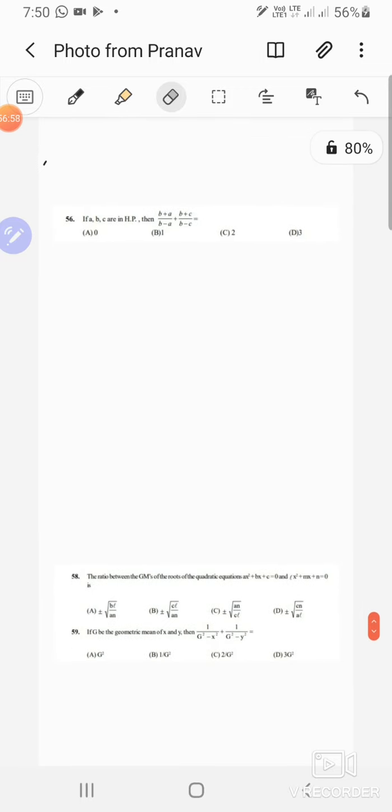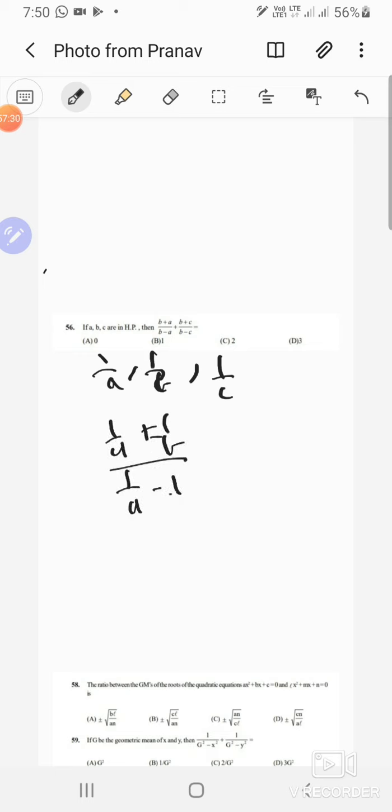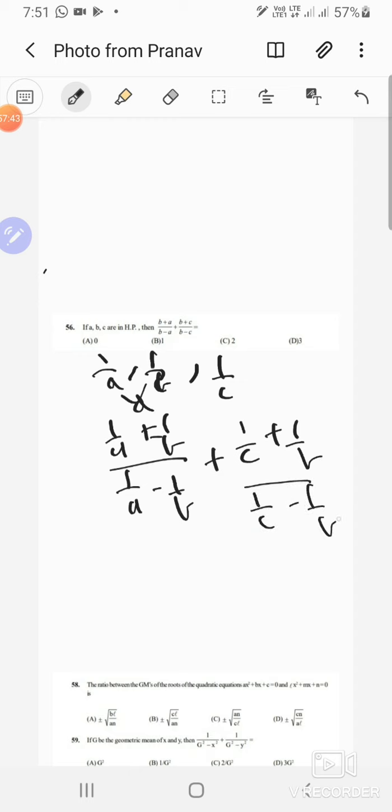Okay, if A, B, C are in harmonic progression, then (B plus A) upon (B minus A) plus (B plus C) upon (B minus C) is equal to, I think we did a similar question already, maybe that is equal to 1. Fine, here's what I'm going to do. I'm going to write it as 1 upon A, 1 upon B and 1 upon C are in arithmetic progression, obviously. So now I'm going to divide this by AB, so that gives me (1 upon A plus 1 upon B) upon (1 upon A minus 1 upon B), plus, suppose the difference is D, (1 upon C plus 1 upon B) upon (1 upon C minus 1 upon B).